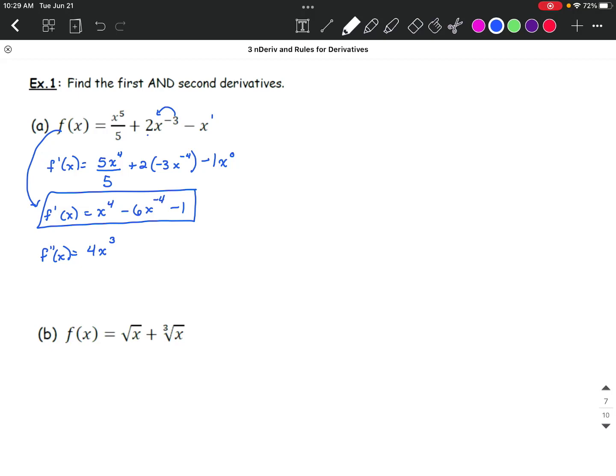We're going to multiply. Negative 4 times negative 6 is a positive 24. X to the negative 4 minus 1 is negative 5. And the derivative of negative 1 is just 0. So here is our second derivative. Awesome. Now notice I did leave negative exponents, but I gave you negative exponents in the problem, which is why I let you leave them.